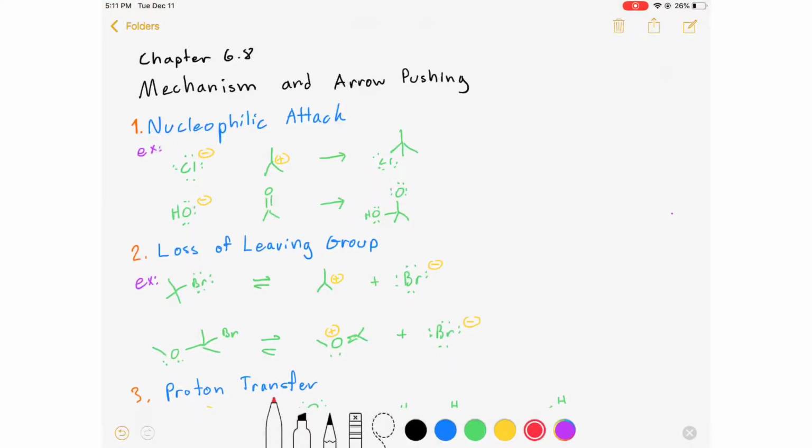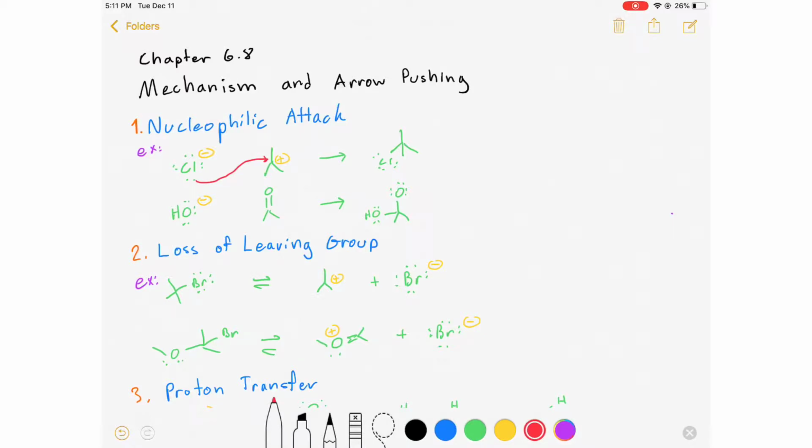The first pattern is the nucleophilic attack, characterized by a nucleophile attacking an electrophile. In the first example, chloride is the nucleophile and the carbocation is an electrophile. In this case, the attack only involves one arrow from the lone pair to the electrophilic center of the carbocation, which results in a bond forming between the carbocation molecule and the chloride.